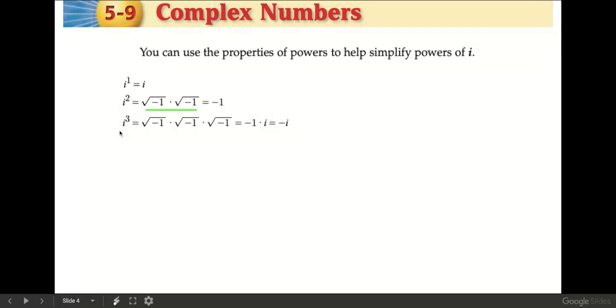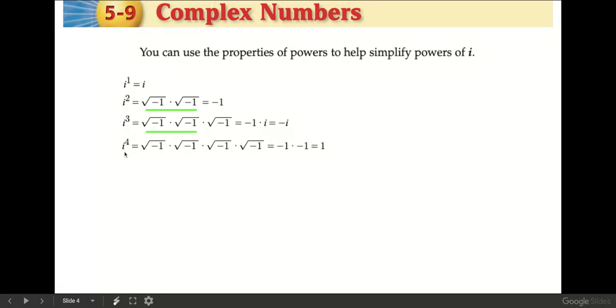Because these two multiplied together just give me negative 1. If I have i to the third, then that would be like square root of negative 1 times square root of negative 1 times square root of negative 1, right? Which equals negative 1 times i, because square root of negative 1 times square root of negative 1 is negative 1. And then negative 1 times i is negative i.